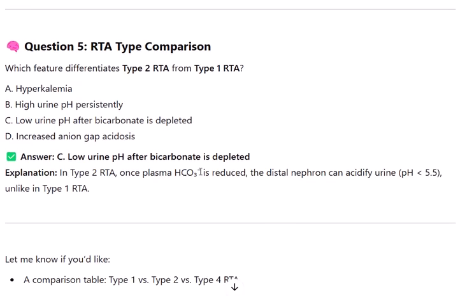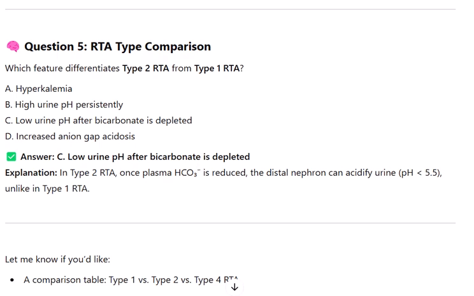Which feature differentiates type 2 RTA from type 1 RTA? A. Hyperkalemia. B. High urine pH persistently. C. Low urine pH after bicarbonate is depleted. D. Increased anion gap acidosis. Answer C. Low urine pH after bicarbonate is depleted.